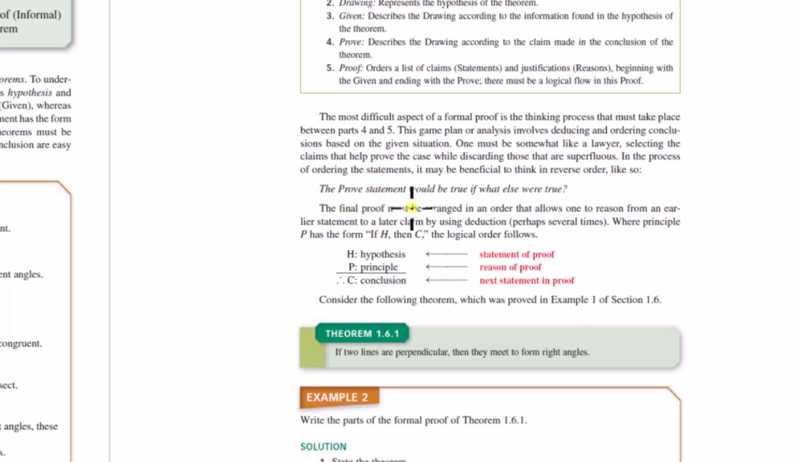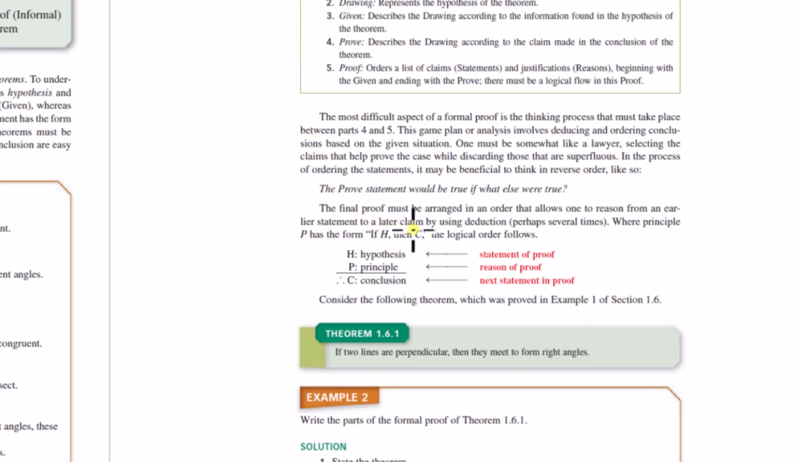The proof statement would be true if what else were true? You could go in reverse. That's another method you could use. You could assume that the proof is true, the conclusion is true, and see if you can go backwards to get to the given. But obviously the hard part about proving a theorem is the proof itself, what it's all about.